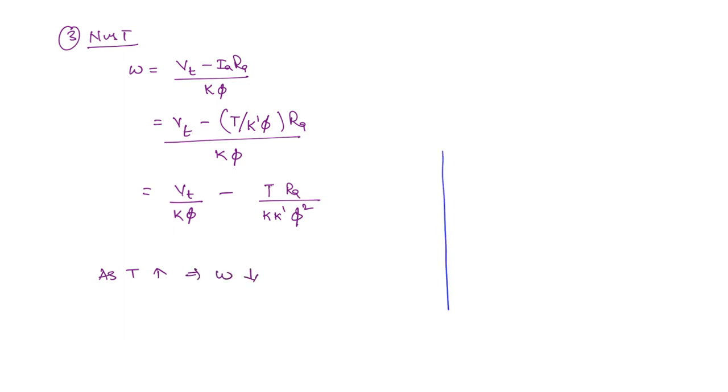So the characteristics is going to be something like this. We will take the speed here and torque here. So as torque increases, what is happening to speed? It is reducing. Okay. So this is without armature reaction. Now what will happen when there is armature reaction? We know that as armature reaction increases, the flux will decrease, so for the same torque the speed will be higher. So as torque increases, this means that in this direction armature reaction is increasing.